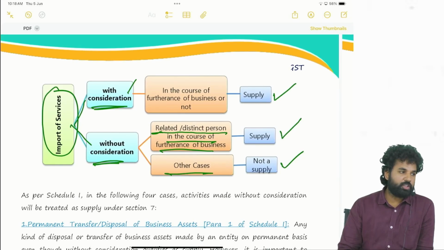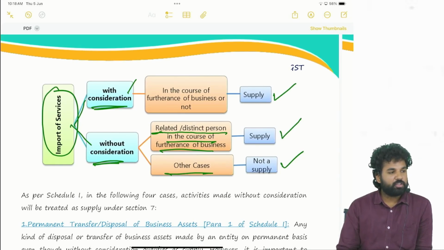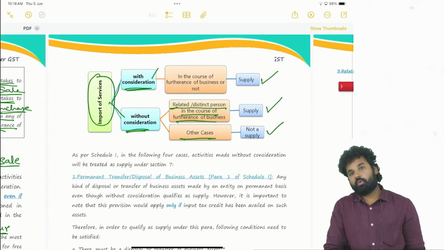See this, importation of services with consideration, without consideration, in the course or furtherance of business or not. If it is without consideration and from a related person, yes, supply. If it is not from a related person or an own establishment outside India, then it is not a supply. So this is about para 4 of schedule 1.